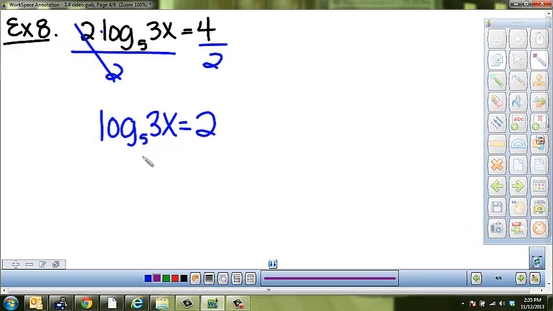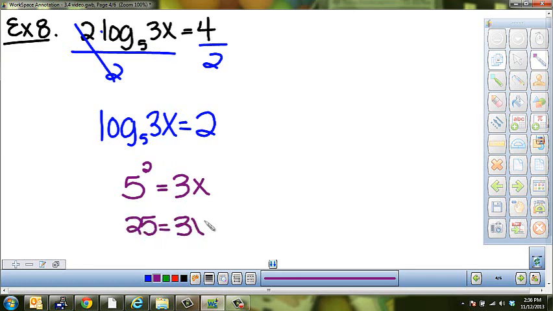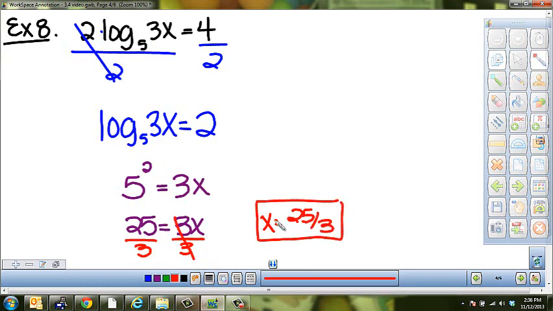Okay, this is a log base 5 instead of a natural log, but it's the same process for converting to exponential form. You have your base. What you're set equal to is the exponent. And this equals what you were taking the log of. 5 squared is 25. And then we get rid of that coefficient. Leave this as 25 thirds, so you have an exact answer instead of getting a decimal and having to round.